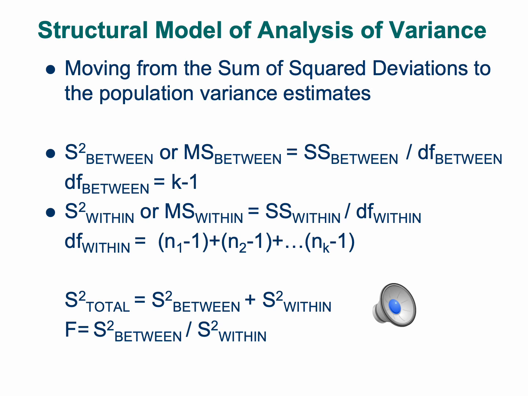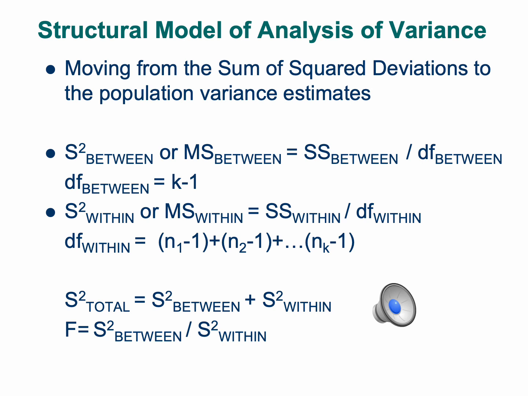So here you see the variance between, or the mean squares between, is equal to the sum of squares between, which we calculated before, divided by the degrees of freedom between. And the degrees of freedom between is the number of groups, which is k, minus 1. So in this case we have 3 groups, so it's 3 minus 1, or 2. Now the variance within, or the mean squares within, is equal to the sum of squares within divided by the degrees of freedom within.